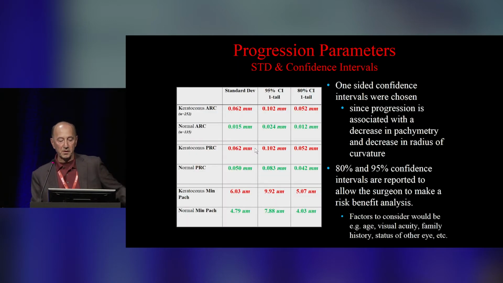And what we came up with is a one-sided confidence interval, both at an 80 and 95% confidence interval. One-sided because we're only interested if the cornea thins or if it steepens.